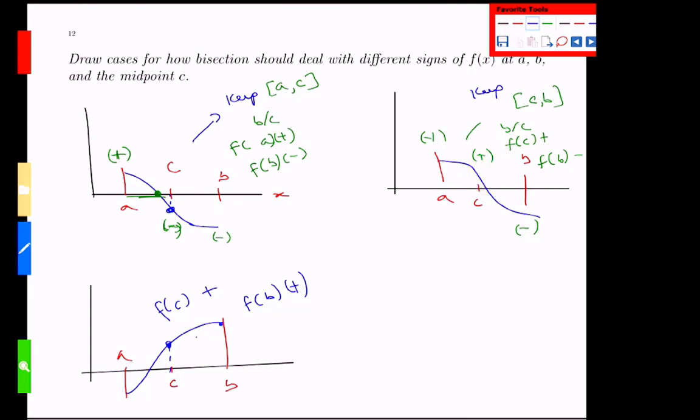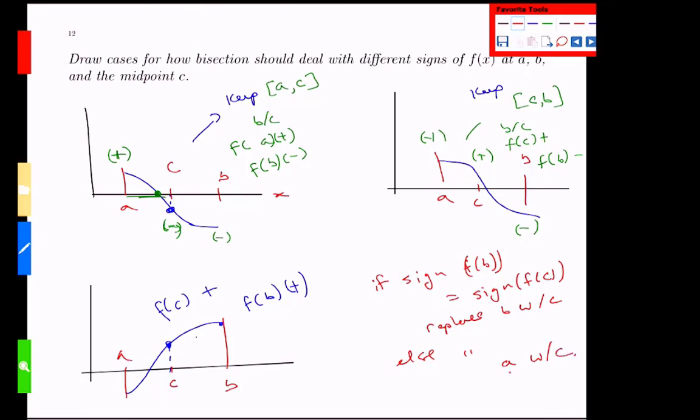So we're going to be able to check for this algebraic test. If the sign of f of b is equal to the sign of f of a, then replace b with c. Sorry, f of c. b with c. Otherwise, replace a with c. End.